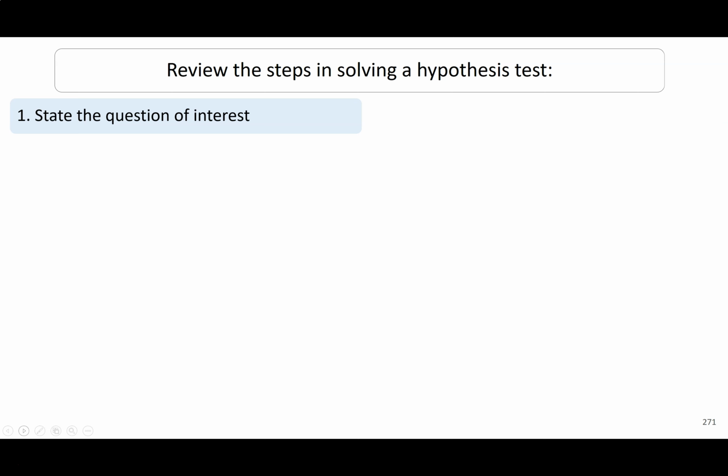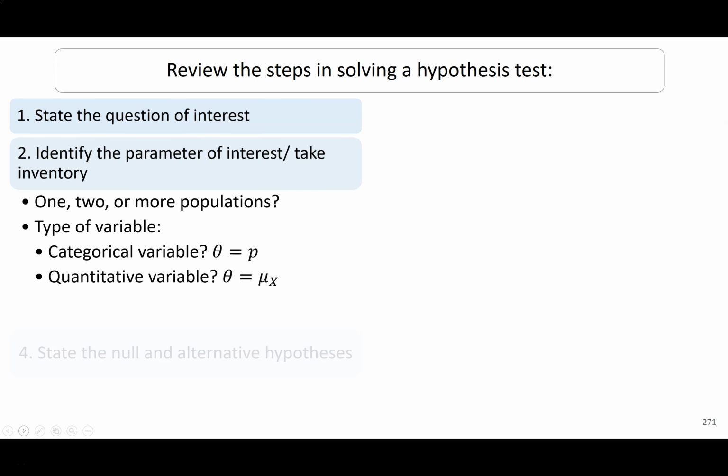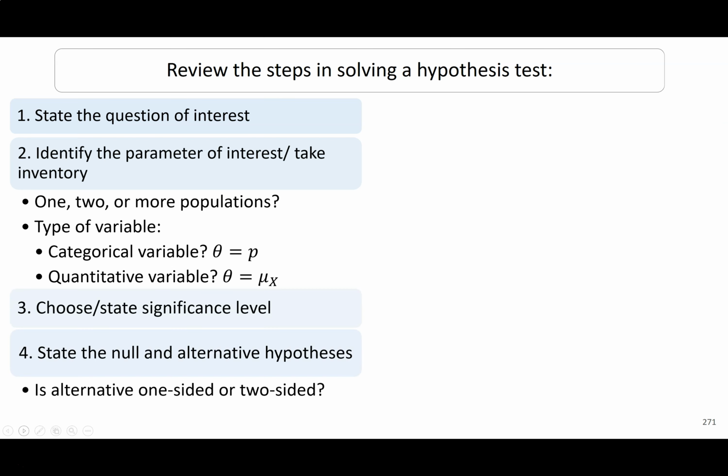So you're going to state the question of interest, identify your parameter of interest, and take inventory. We're going to state our significance level. Choose it to be 0.05 if none is stated, but a lot of the time we will actually state a significance level, state the alternative and null hypotheses, check your conditions. If you don't meet these conditions, you have to change the test statistic that you use to calculate your p-value.